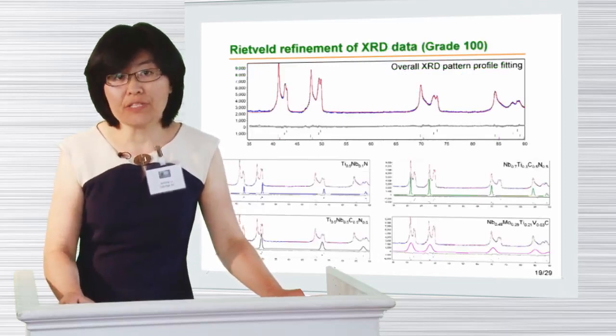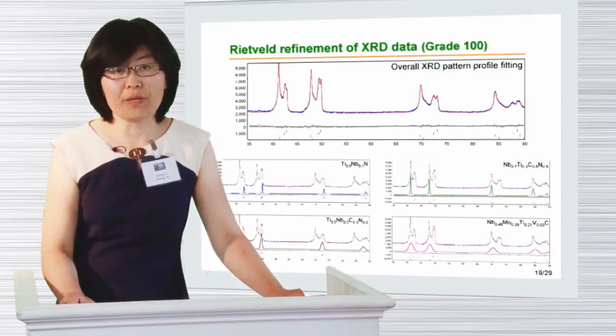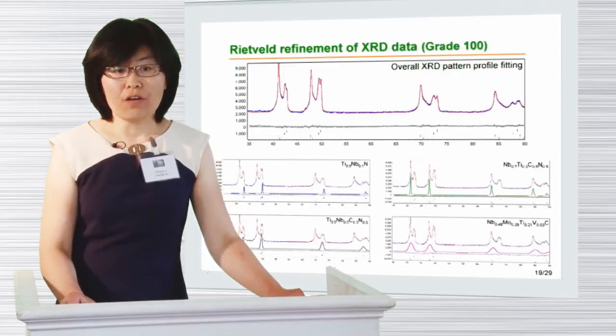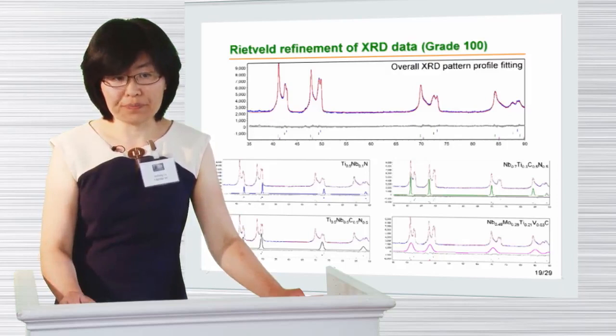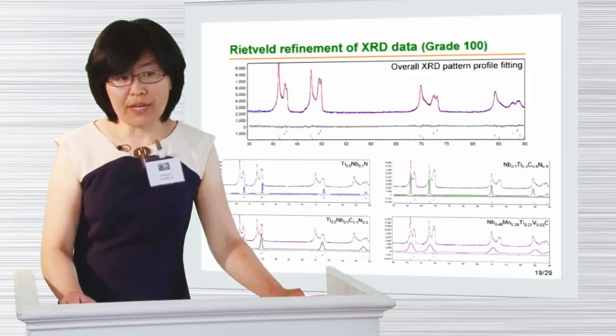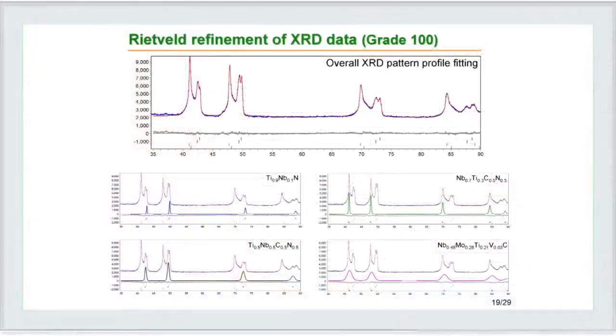And here shows an example of the Rietveld refinement of the XRD pattern from the grade 100 steel residues. The first figure on the top is the overall XRD pattern profile fitting, and it shows that the fitting is pretty good. And the green line shows the difference between the calculated value and the actual measured values. It looks pretty good.